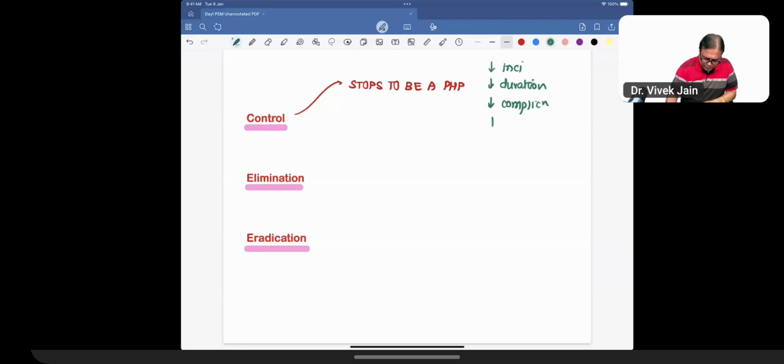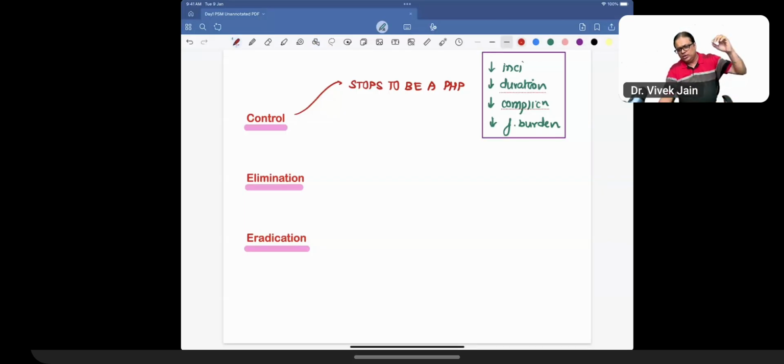UPSC question. Which of them is included in the definition of control of a disease? Answer is all of the above. So when a disease, new cases are decreasing, duration is decreasing, complication is decreasing, and financial burden to the government is decreasing. That is known as control of a disease in a population. Now, if you keep on reducing transmission, that is control. So reduction in transmission.